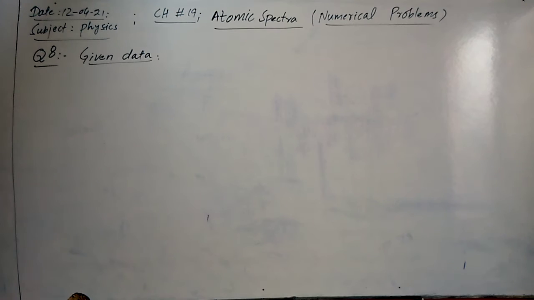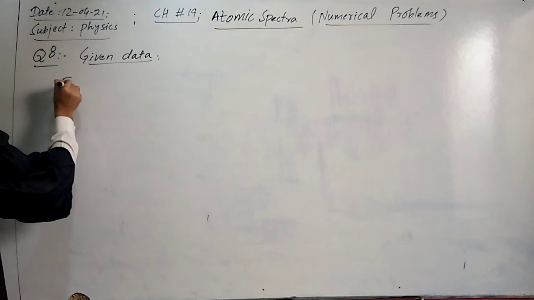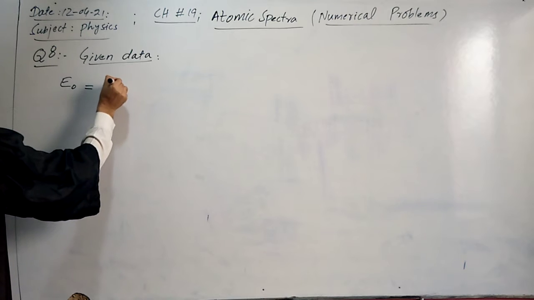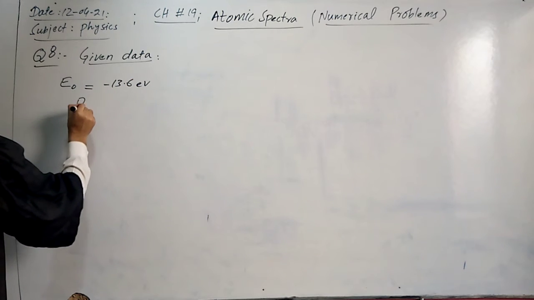What is given? Determine the energy associated with the innermost orbit of hydrogen atom. So we have to calculate the innermost orbit energy of hydrogen atom, for n equal to 1. We know that E naught is equal to minus 13.6 electron volt.